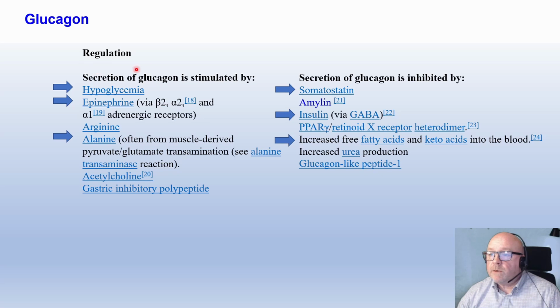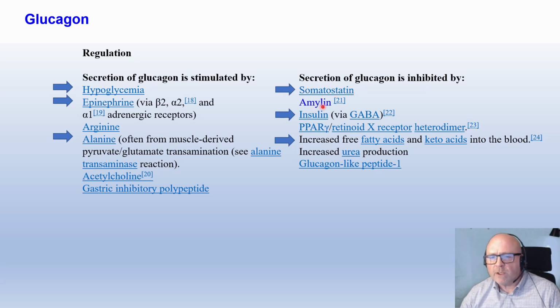Glucagon regulation: secretion of glucagon is stimulated by low blood sugar, by epinephrine, and by alanine as well, and some other things. Remember we talked about alanine, when the body is starving and starts breaking down proteins in the muscle, we get it shifting around the body as alanine to be converted back to glucose by the liver, and this alanine is sensed in the alpha cells, triggering increased secretion of glucagon. Glucagon secretion is inhibited by somatostatin, a hormone. I think we talk about it later.